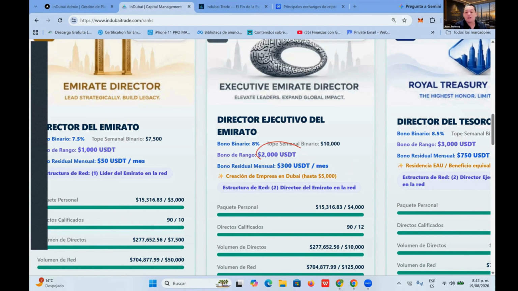Look, $2,000, just like that in cash, direct. Apart from that, we create your company for you, or you can sell it if you want, worth $5,000. And apart from that, you earn an 8% binary bonus with a weekly cap of $10,000. Good or great? How about that?